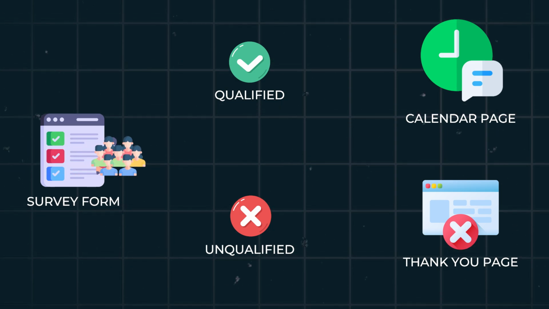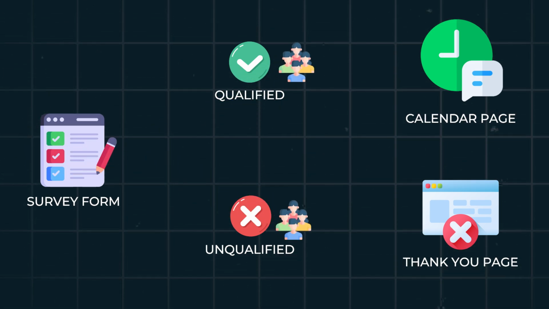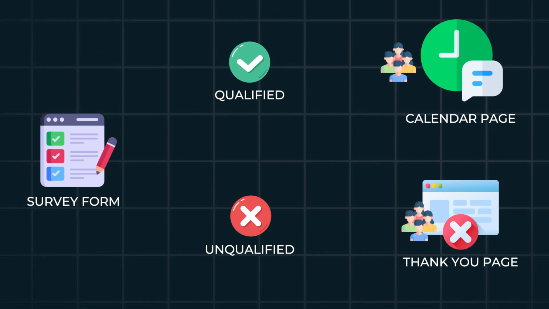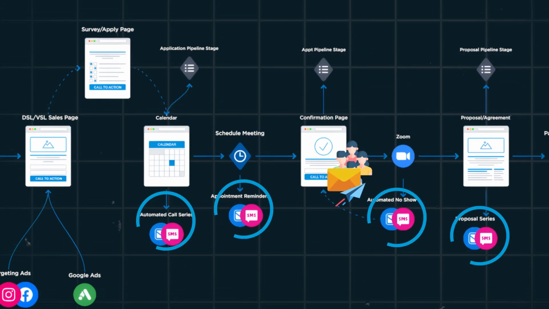All right, now remember earlier I said I would show you how to set things up so that if people answer your survey or application in a qualified way, they get sent to your calendar page. And if they answer in another way, they get sent to a different thank you page. And I said I'd show you how to set up automated text and emails.